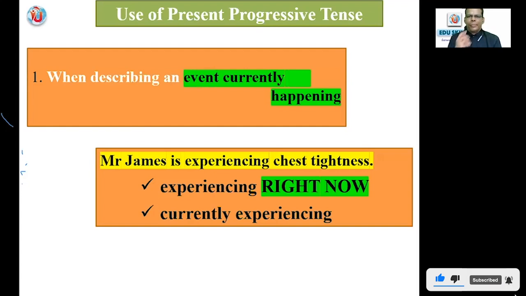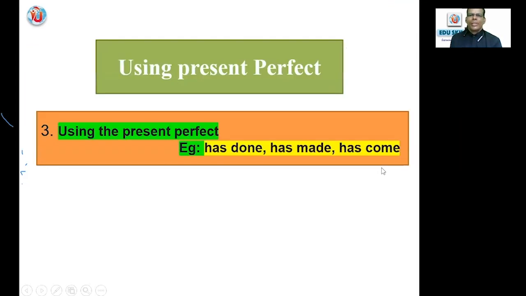This sentence itself tells the reader that you have to take care of this issue. Correct, no? Because it's continuing. Next slide. Using present perfect, you mean, or the present progressive? This one only.